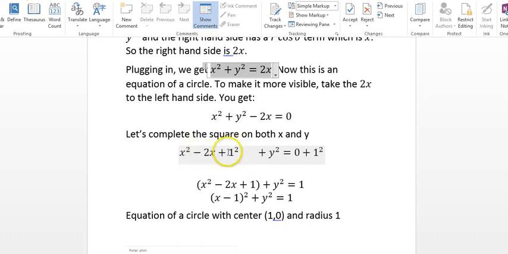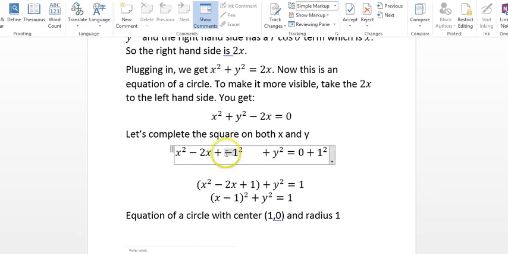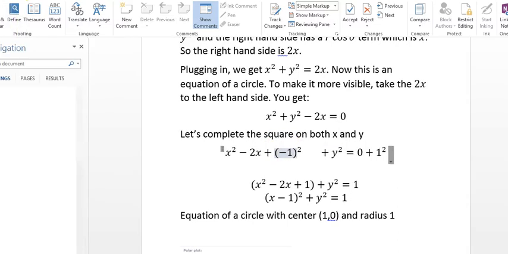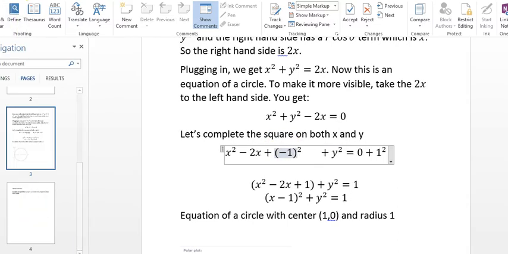So negative 1 squared will be 1 squared. Right? Or if you want to put negative 1, I don't care, it's the same thing. And that's on the left hand side. On the right hand side also you'll have to add it. So we add 1 squared onto the right hand side also. Alright, so now what happens is the left hand side is a square. So x squared minus 2x plus 1 plus y squared, the right hand side is just 1. Put the parentheses here.